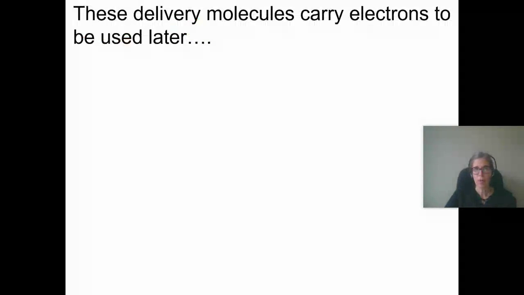So these delivery molecules carry electrons to be used later. Dot, dot, dot, dot. Can you hardly wait? I know, we can hardly wait to see what happens. We'll get there.